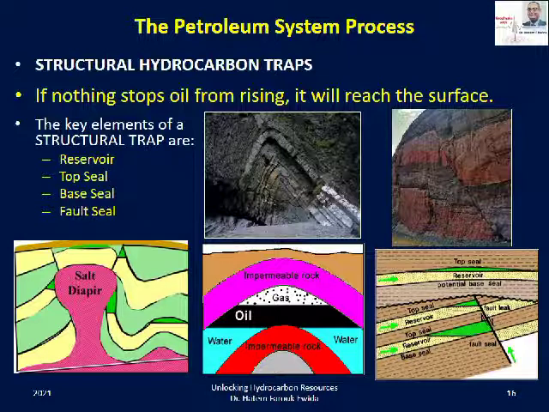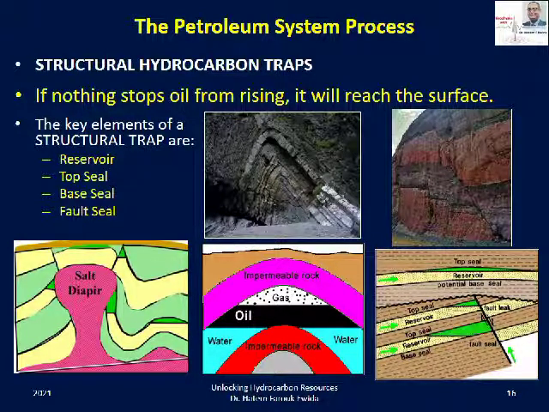Also, the salt diapirs in the subsurface could form structural traps. So the main key elements of a structural trap, or any trap actually, are the same four elements as in the stratigraphic traps. A trap includes a reservoir, a top seal, a base seal, and a fold seal. I can add also a lateral seal. So the fold seal here, what I mean is a lateral seal. So I have to have seals from all directions to form a trap.